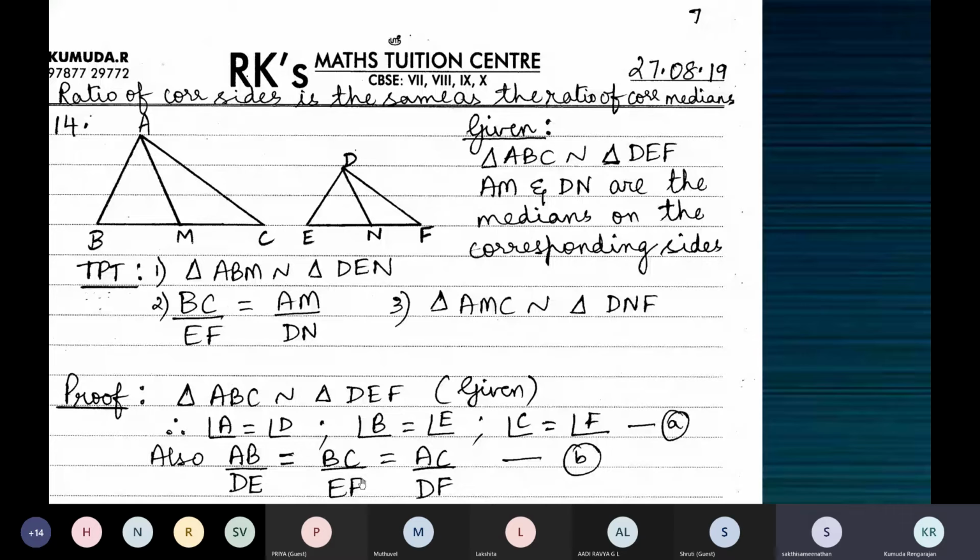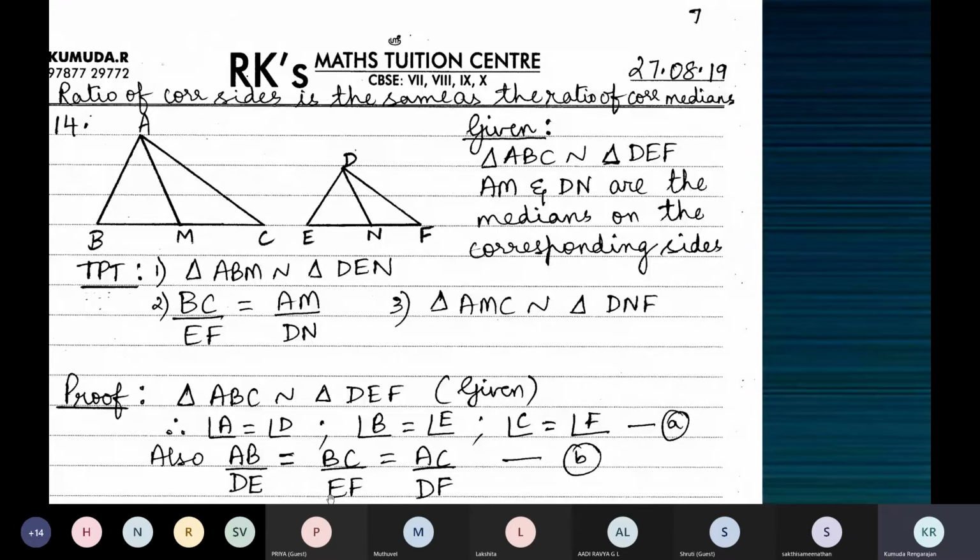So we can proceed in two different ways. Either you can multiply both the numerator and denominator by half. Okay, it's like this. When two things are equal, their halves are also equal, right?